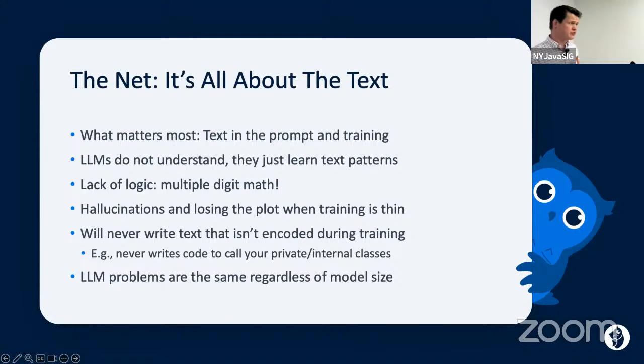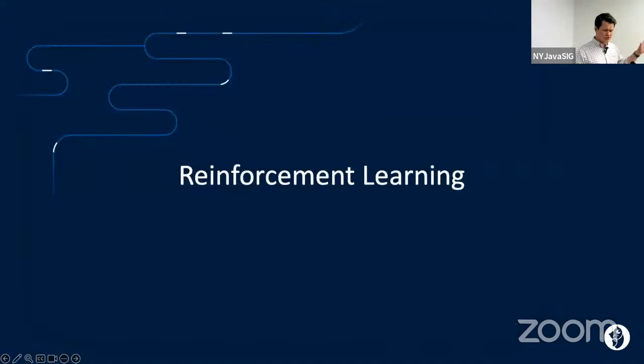An important thing for a lot of customers of ours who have their own proprietary frameworks and libraries: an LLM will never produce code that will call those frameworks or libraries, because there's nobody trained on them. And these problems are the same regardless of the model size. So what's the alternative? Reinforcement learning, aka trial and error.